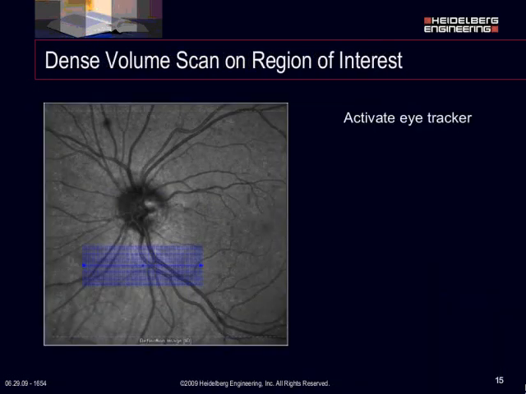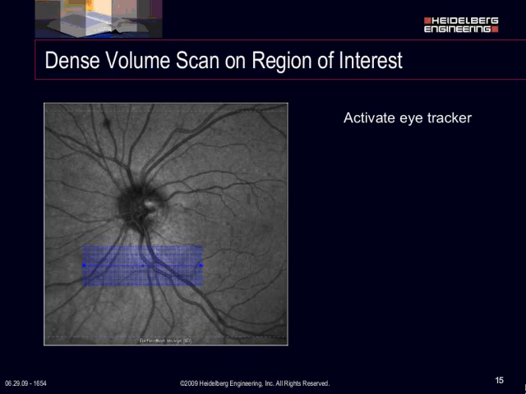Here is an example of taking a volume scan, and you can actually physically move it around on the screen to where you want to do it. So this is going to be very similar to what you're going to do with the RNFL scans that you may already be taking.